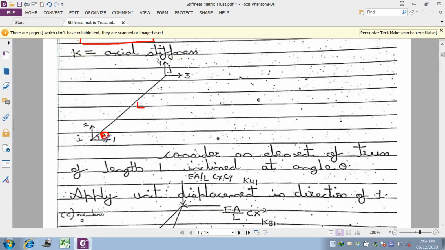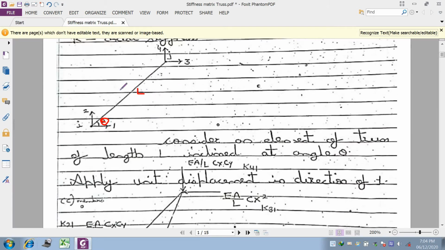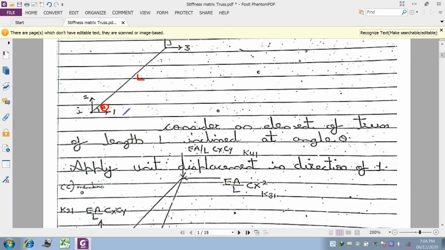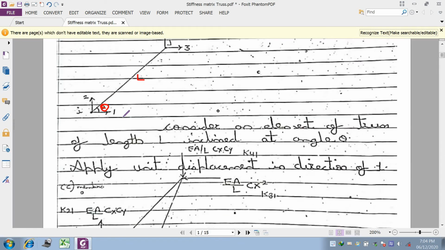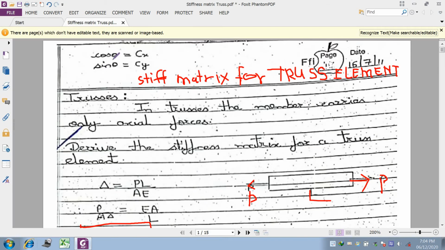So when we apply the unit displacement in the direction of 1, we will see what the effect of that displacement on that particular member will be. And because of that displacement effect, what are the changes and what are the values which will form, we have to see that. Okay, so for the simplification, we have here considered the cos theta component as cx and the sin theta component as cy.